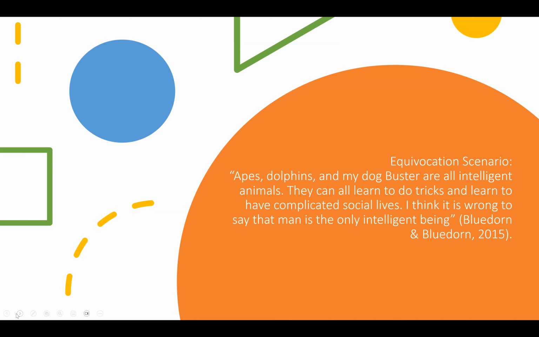In an argument using equivocation, you will see one word used in more than one way. Take a look at this scenario. What word is being used twice? You're right, intelligent. Here, intelligence is being defined in two different ways: the intelligence of animals and the intelligence of human beings. We know that these are not the same. Therefore, this scenario is equivocation.